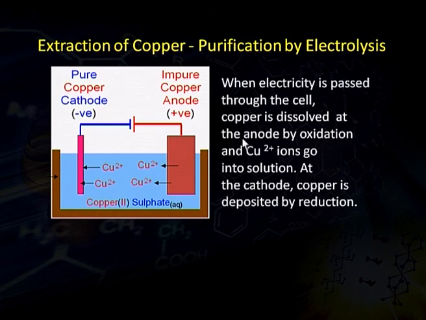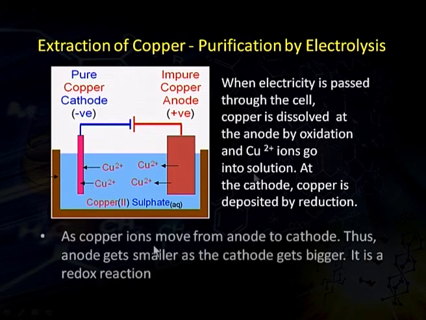When electricity is passed through the cell, copper is dissolved at the anode by the oxidation process and copper ions go into the solution. This is the migration of the copper ions into the solution. At the cathode, the copper ions get deposited by the reduction process. As copper ions move from anode to cathode, the anode gets smaller as the cathode gets bigger. It is the redox reaction.